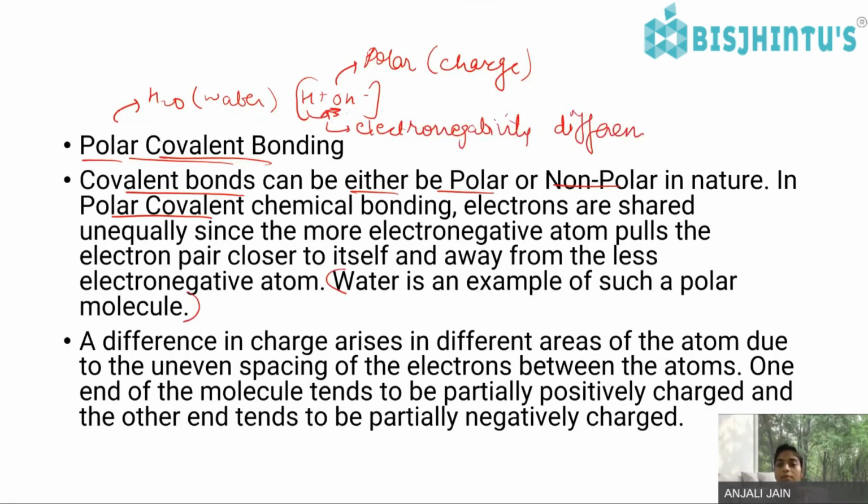And this water molecule is formed by hydrogen bonding, which can be intramolecular or intermolecular. Intermolecular is between two molecules, and intramolecular is within the water molecule. Water is an example of such a polar molecule. I am telling you how inter and intramolecular hydrogen bonding form, which we will see in the hydrogen bonding types.